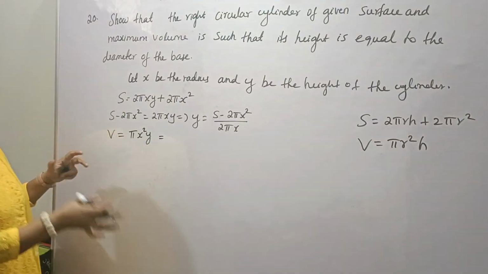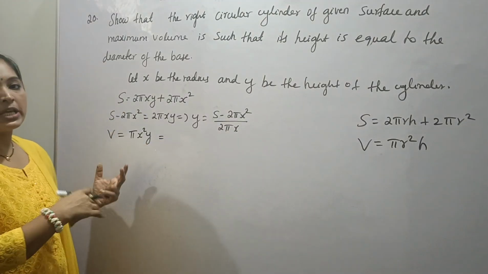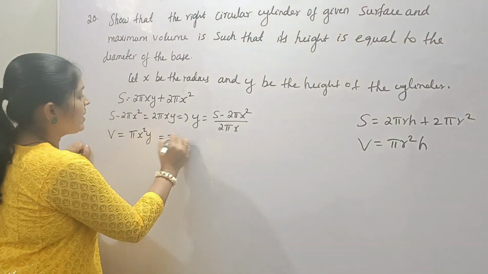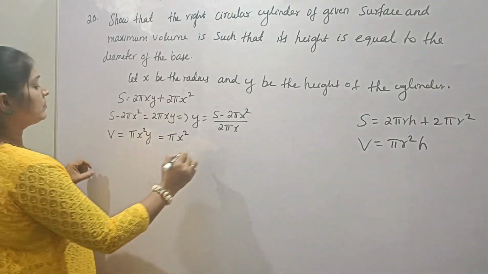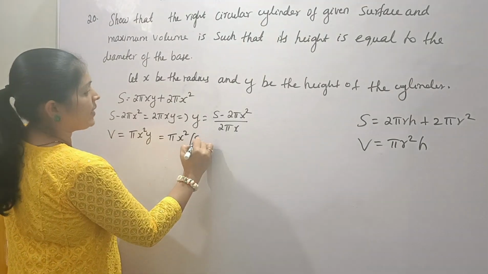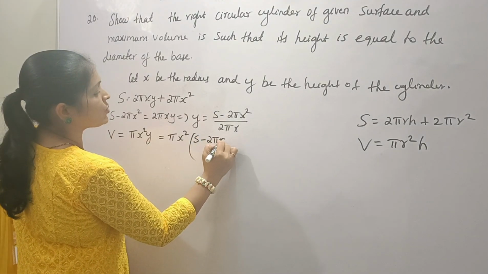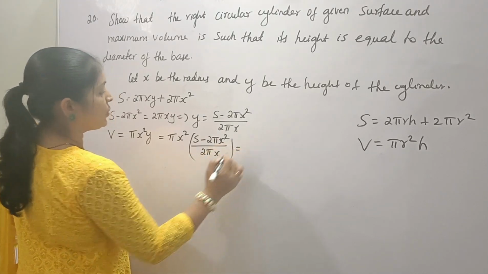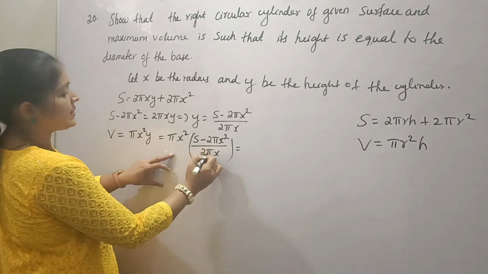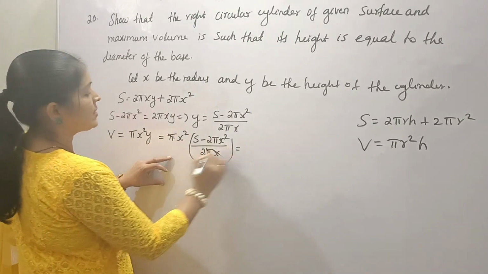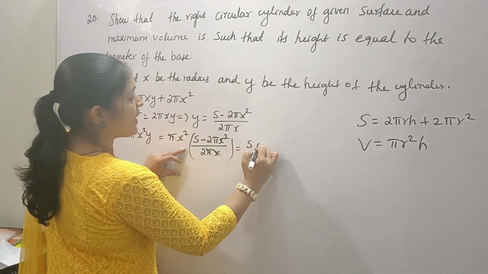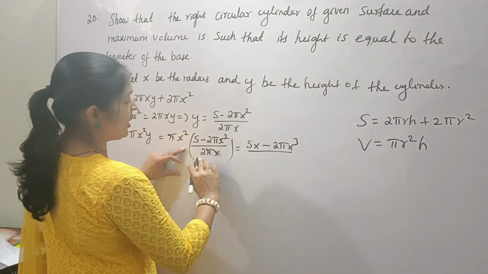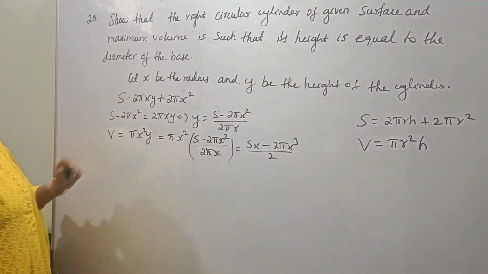Now here we have to write the terms in x only, so substitute y. Pi x square into S minus 2 pi x square divided by 2 pi x. Here pi cancels, x cancels. So remaining is Sx minus 2 pi x cube divided by 2. So it is V.